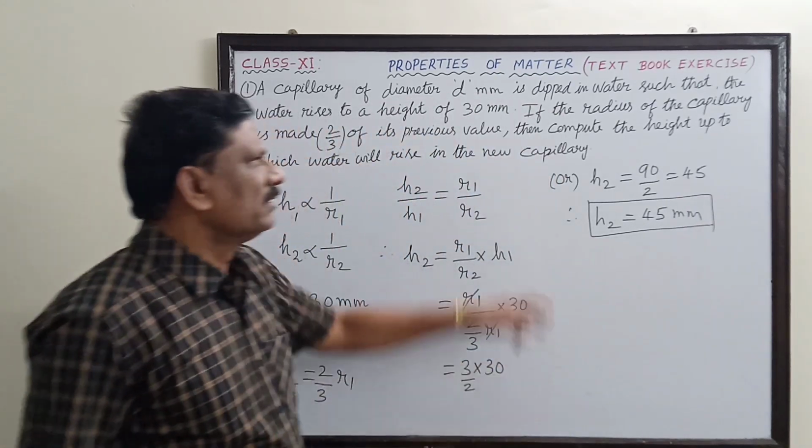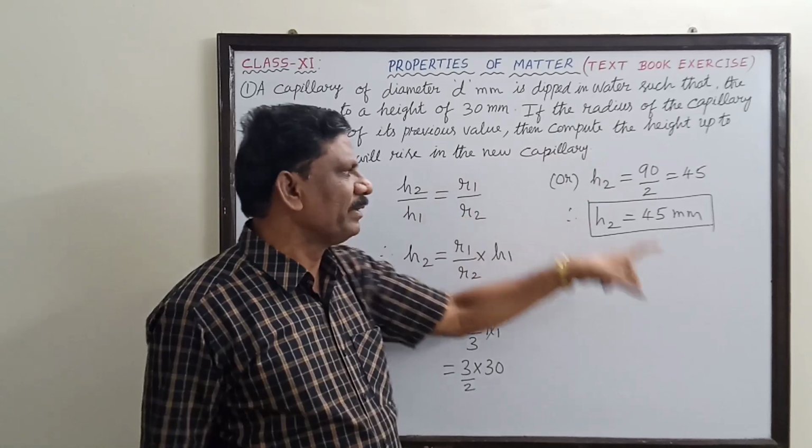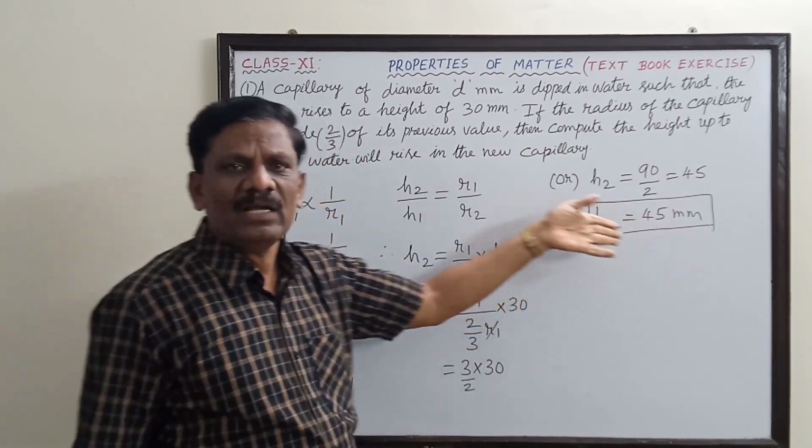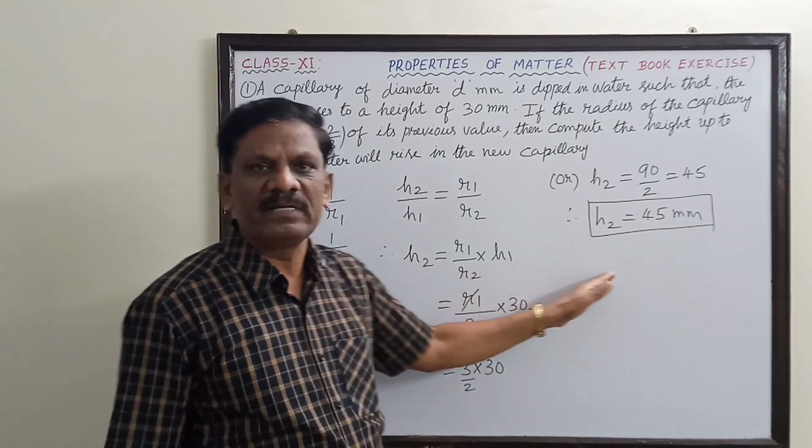So we were to compute the height up to which water will rise in the new capillary. That is, H2 is equal to 45 millimeter. This is a straight substitution only. Okay, I hope you must have understood.